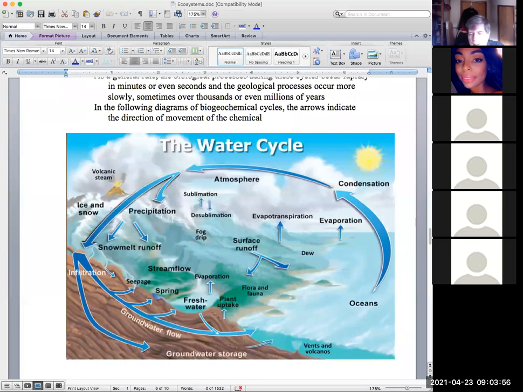So let's go back and keep in mind when we look at a biogeochemical cycle, we're going to be looking at some material such as water, some chemical that moves through the bio, the living part of the environment, and the geo, the non-living part of the environment. So notice we can't study a biogeochemical cycle if we're just looking at a population, because populations only include living organisms of one species. We can't look at a biogeochemical cycle if we're only looking at a community, because that includes living organisms of different species, but it doesn't include the non-living environment.